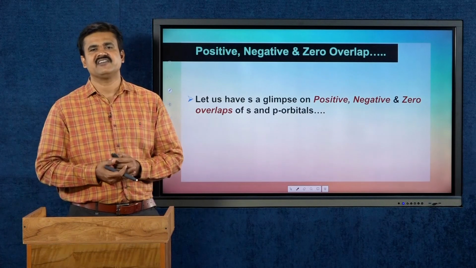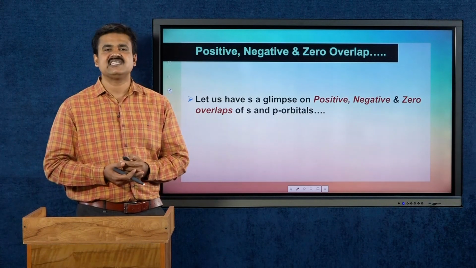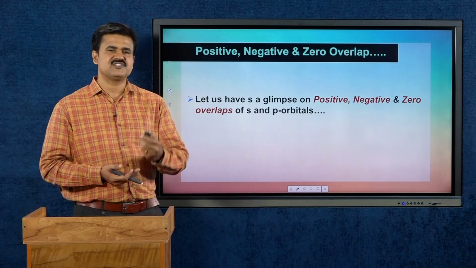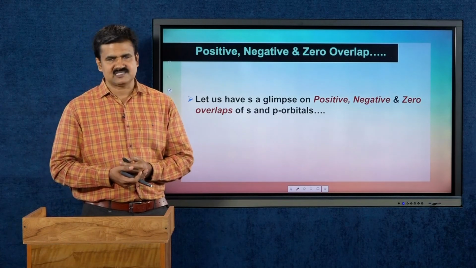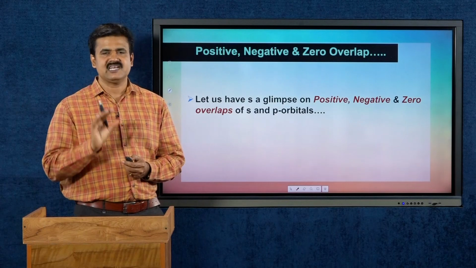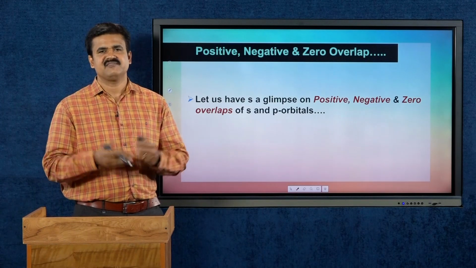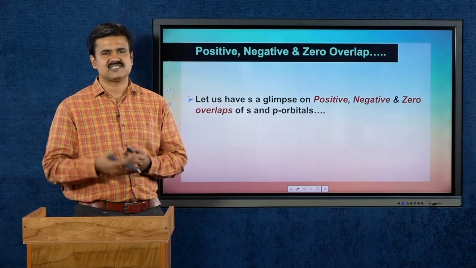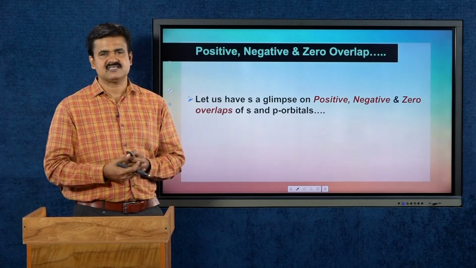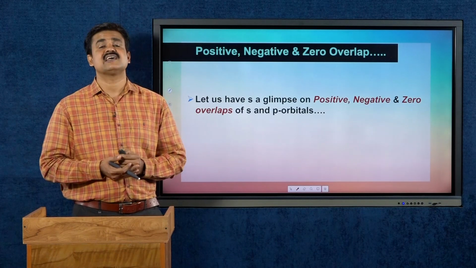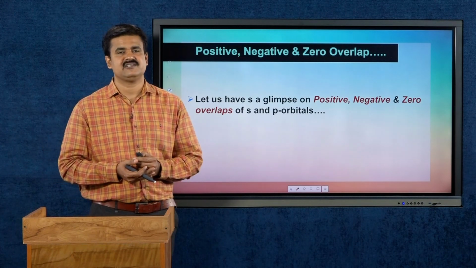Now, let us have a glimpse of positive, negative and zero overlap in some orbitals, especially the s and p orbitals. So, with the help of sign, we can determine the phase. By noticing the phase, whether it is between like signs or opposite signs, we can represent the positive, negative or zero overlap by taking s and p orbitals as representative.